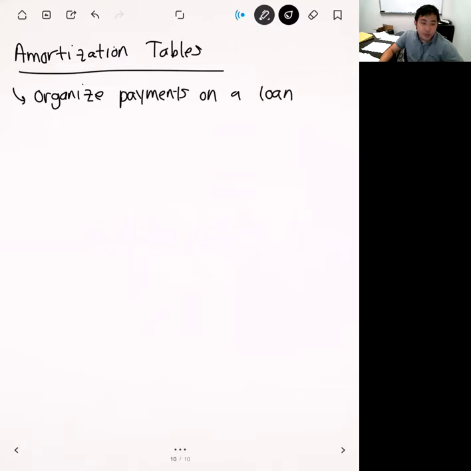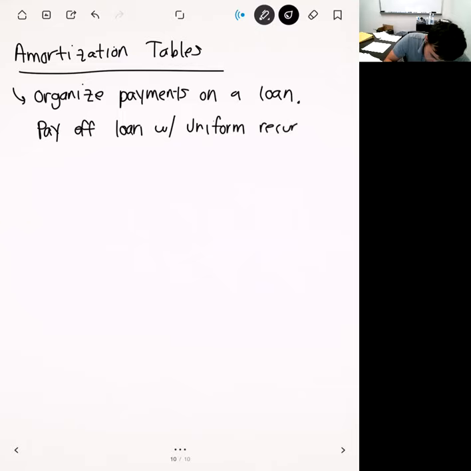Right. And so the idea with the loan, remember, is that you are taking in a very large amount of money at the beginning, and then you're going to be paying off this loan using uniform payments over a certain period of time. Okay. All right.